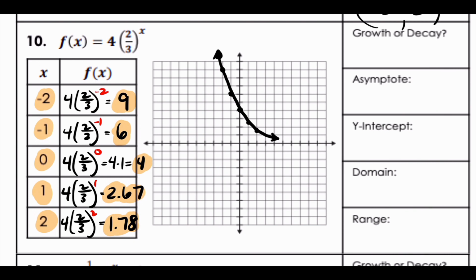Okay. Last thing, fill out those. We'll do number 11 tomorrow. The last thing, fill out the growth, decay, asymptote, y-intercept, domain, range. Fill those out based on this graph, and then we'll do number 11 first thing tomorrow.